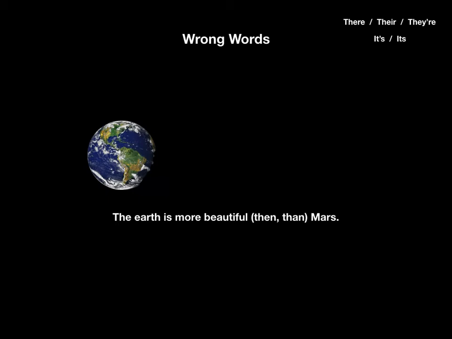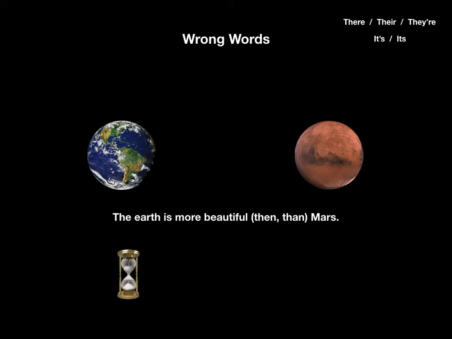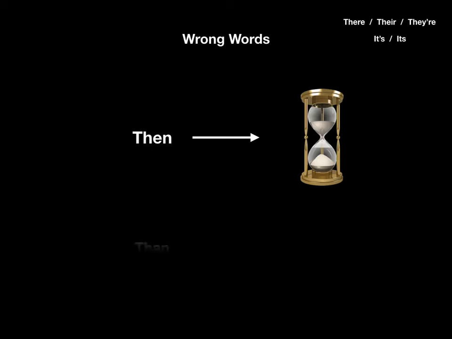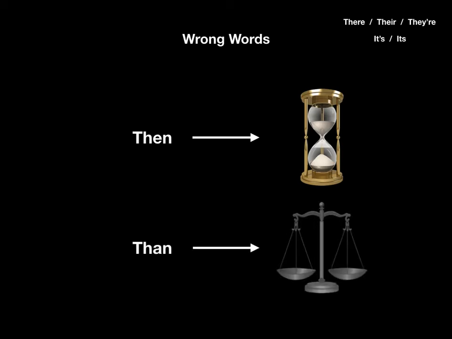The Earth is more beautiful than Mars. Within this sentence, we must again identify whether we are discussing time or a comparison. Here, since we are comparing Earth to Mars in its beauty, we need to use the a form. Earth is more beautiful than Mars. When looking at then and than, it's important to remember that then refers to time, while than refers to a comparison.